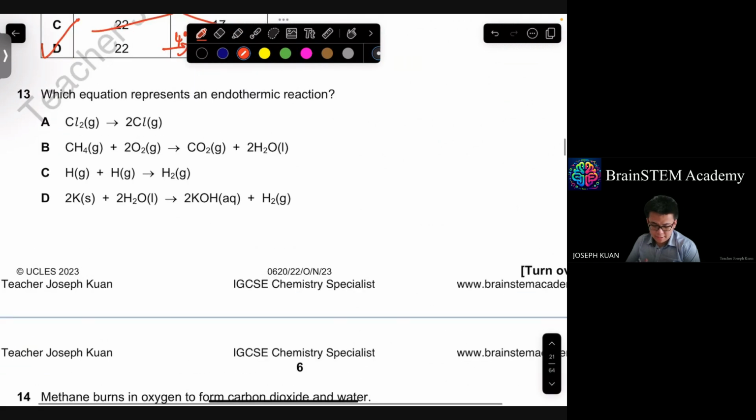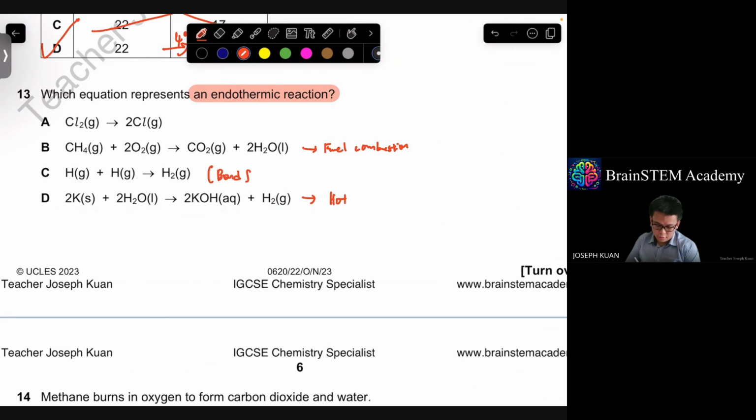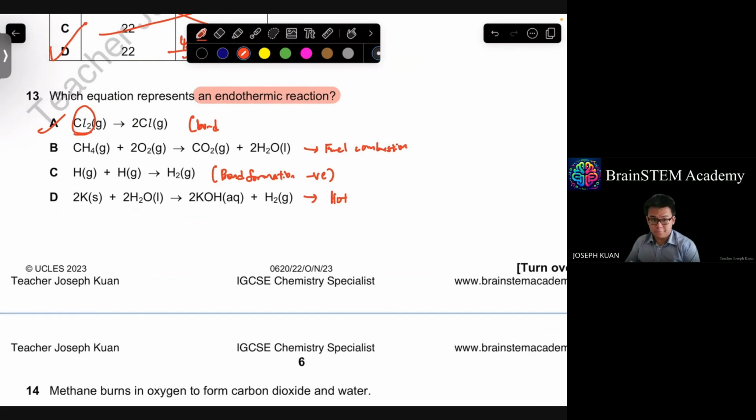Next, which equation represents an endothermic reaction? This is fuel combustion. That's exothermic. This is an alkali metal with water reaction. It's going to form flames. It's hot. This is bond formation, which is exothermic in nature. And for A, it's bond breaking, as the molecule is turned into 2 chlorine atoms. So A is an endothermic reaction.